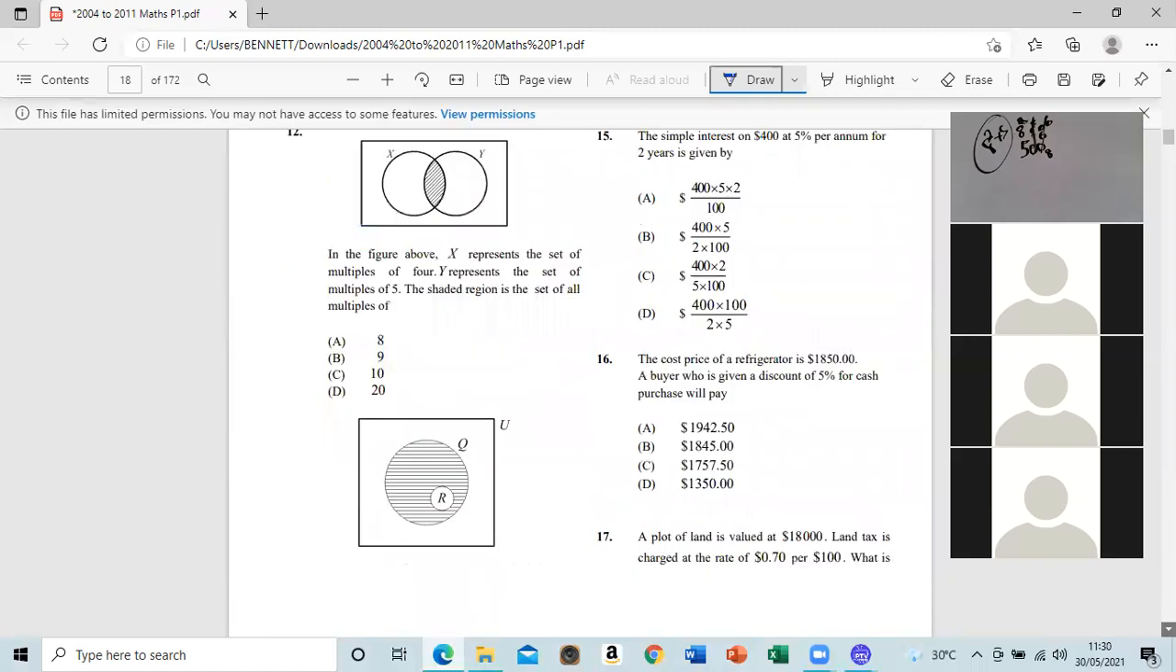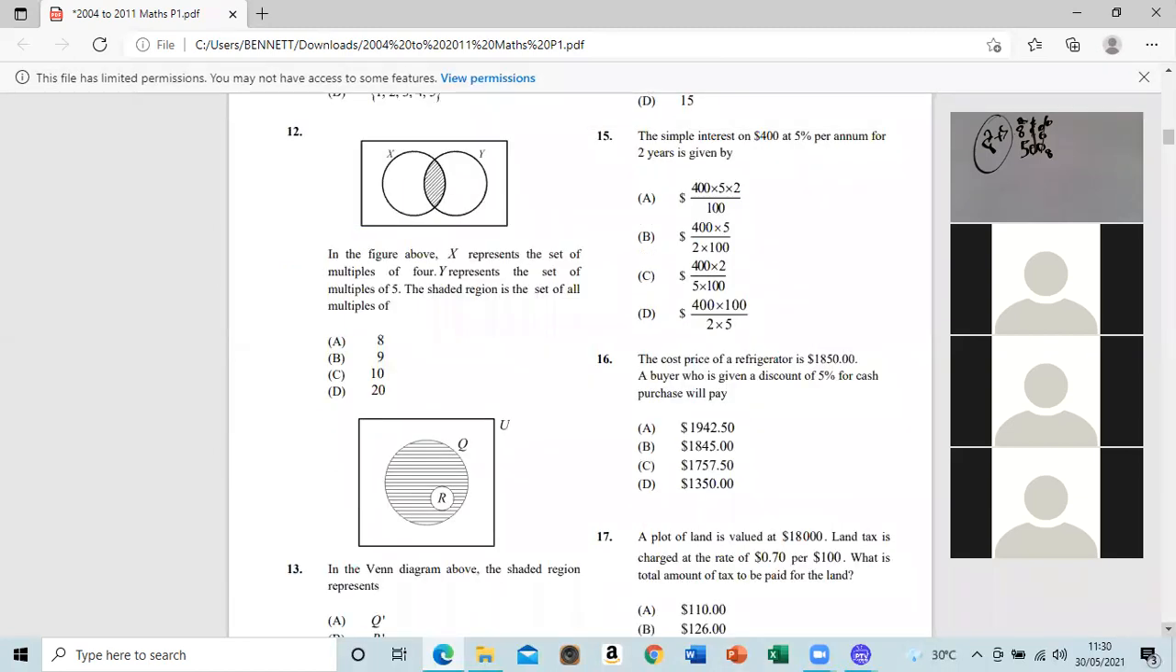All right. In the figure above, X represents the set of multiples of 4. Y represents the set of multiples of 5. The shaded region is the set of all multiples of what? In the diagram above, X represents the set of multiples of 4, Y represents the set of multiples of 5. The shaded region is the set of all multiples of... That's kind of tricky, you know.